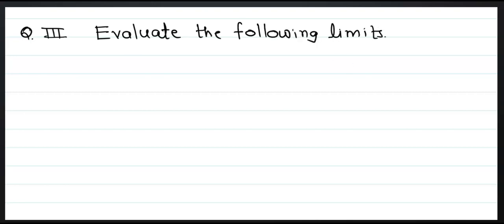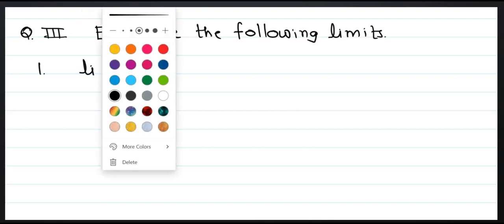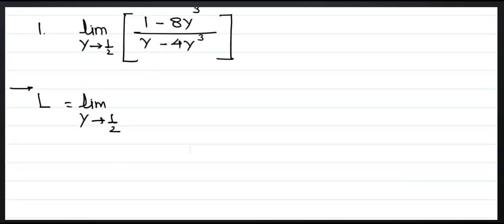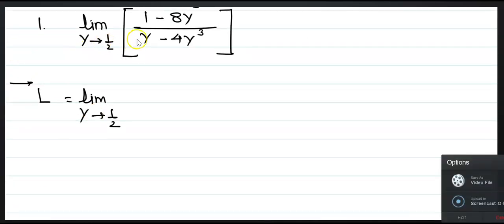Now we see the next example. That's question number 3. Evaluate the following limits. Limit y tends to 1 upon 2, 1 minus 8y cube upon 4y minus 4y cube. Now here it is clear that the cancellation factor is y minus 1 upon 2. Now see this here.